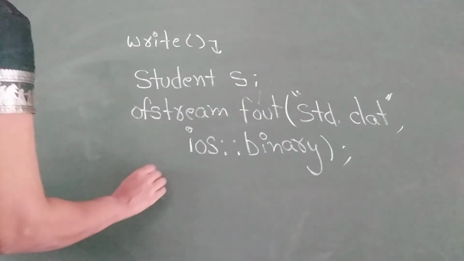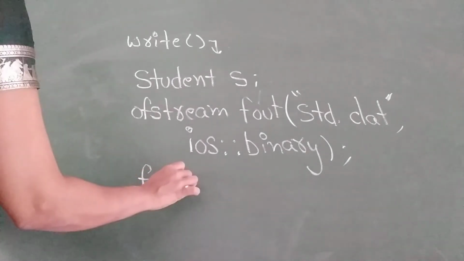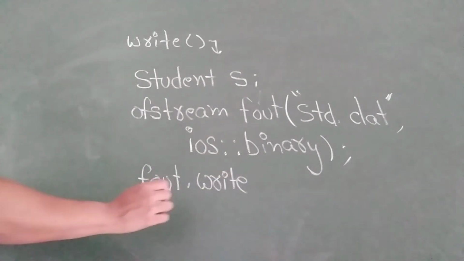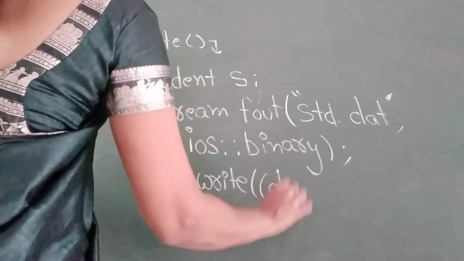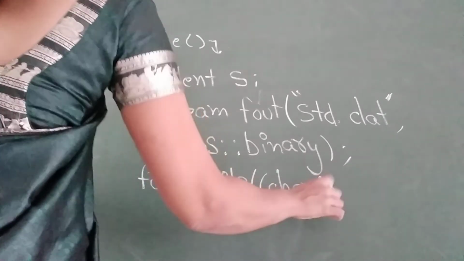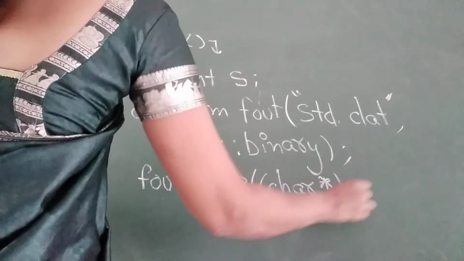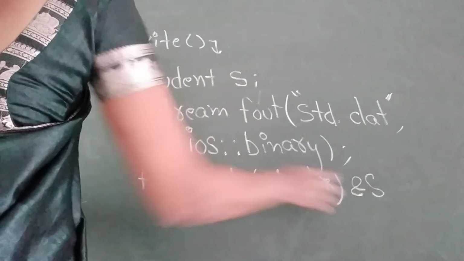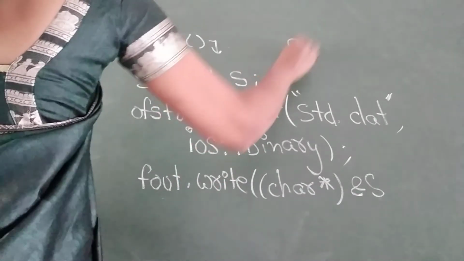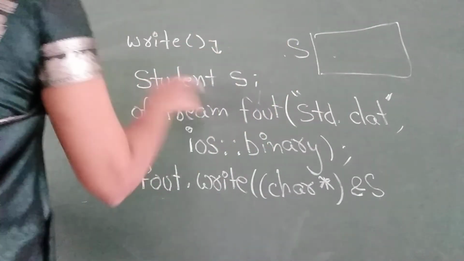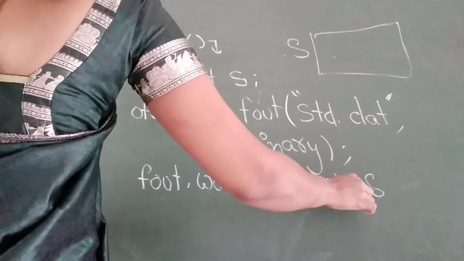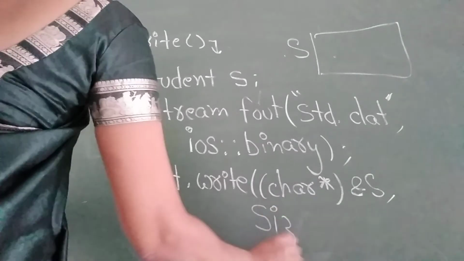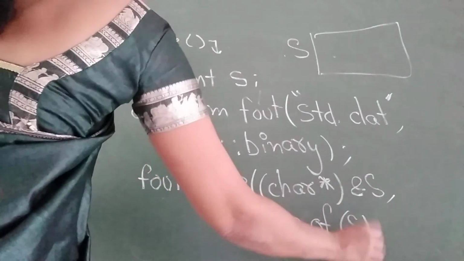So fout.write. Fout means file out. Dot write, char means character, asterisk means value, ampersand address. Where are we writing? In s. So we are telling the writing address. Here s is a memory location which belongs to this class. Ampersand s, comma, size of s. The size of the s memory location.